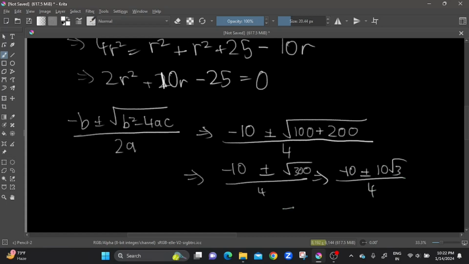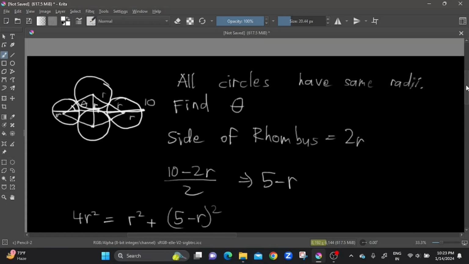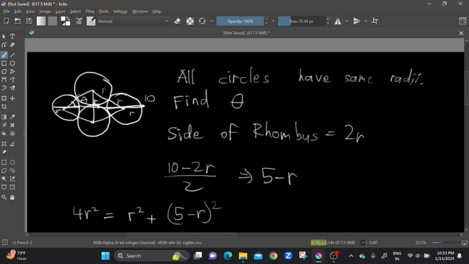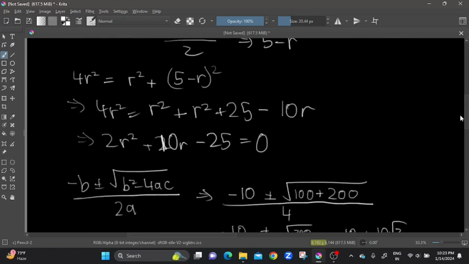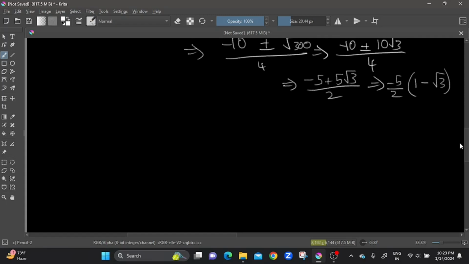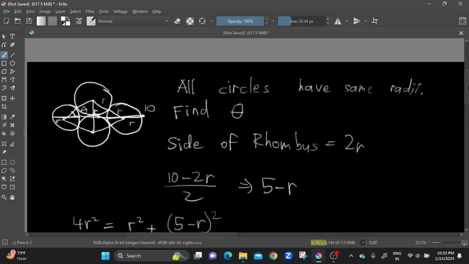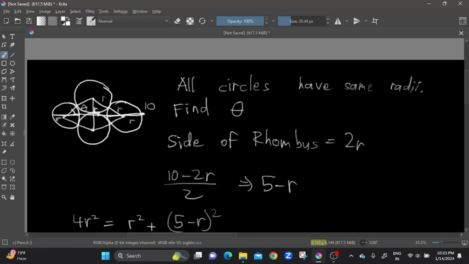And since length can't be negative, we're going to take it as minus, and we're just going to cancel out the 2's as well. Minus 5 plus 5 root 3, by 2. We're going to take minus 5 by 2 out, and we're going to get 1 minus root 3, right? So that's our radius. We found the radius. Actually, the radius is 2r, right? So the radius itself, wait, no, the radius is minus 5 by 2 into 1 minus root 3. I'm sorry for that. Now, time to find theta, right?